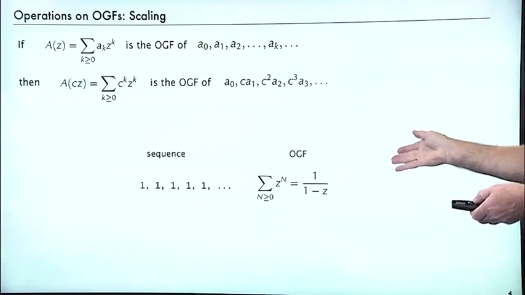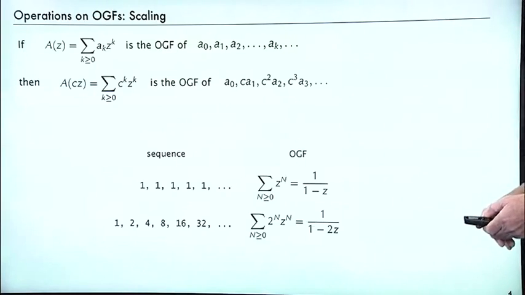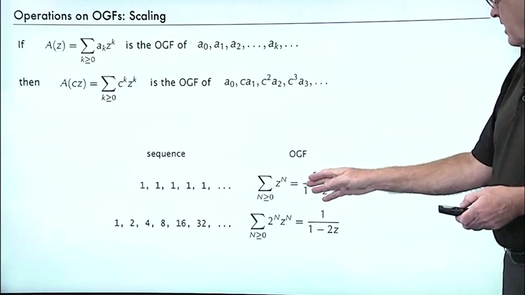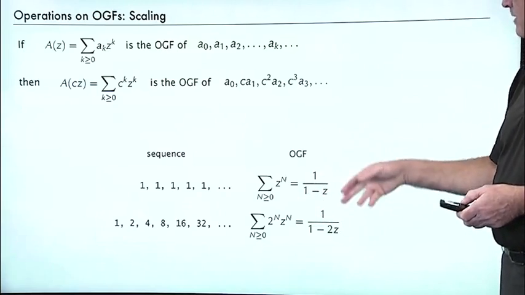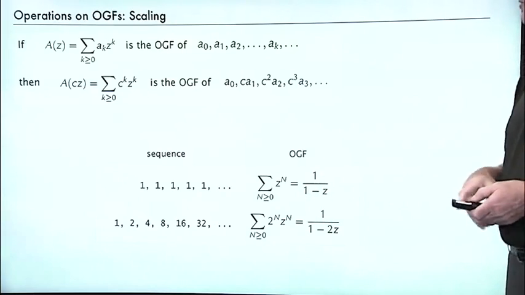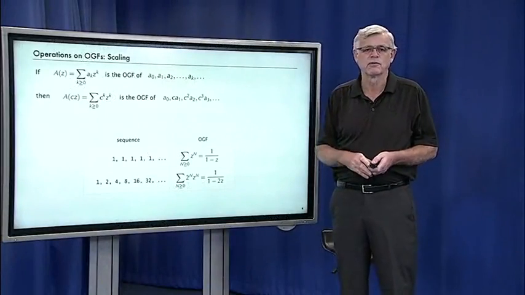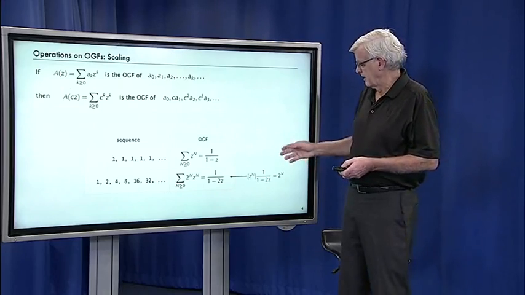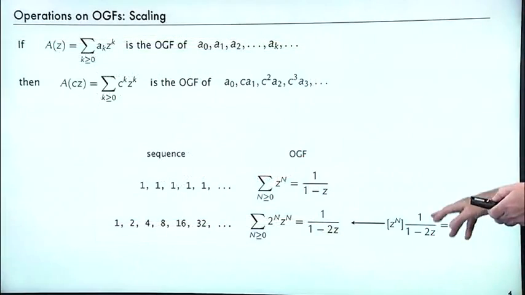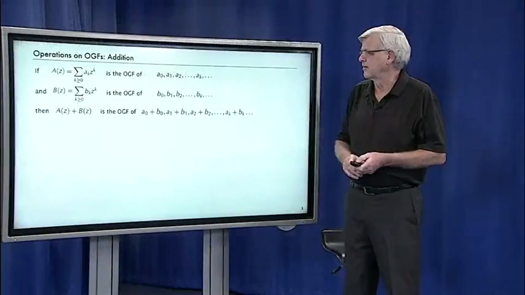So here, for example, if you have the sequence that's all ones with its OGF 1 over 1 minus z, then 1 over 1 minus 2z is the sum of 2 to the n, z to the n, which is the generating function for the powers of 2. So that's scaling. So that's an easy way to get generating functions for different sequences out of a known sequence. And again, we'd say the coefficient of z to the n in 1 over 1 minus 2z is 2 to the n.